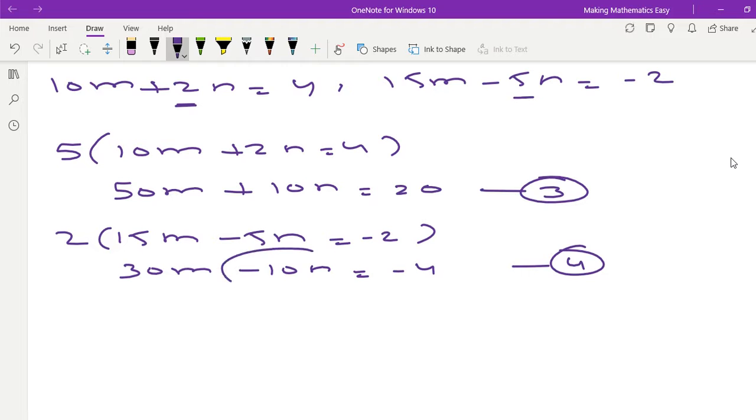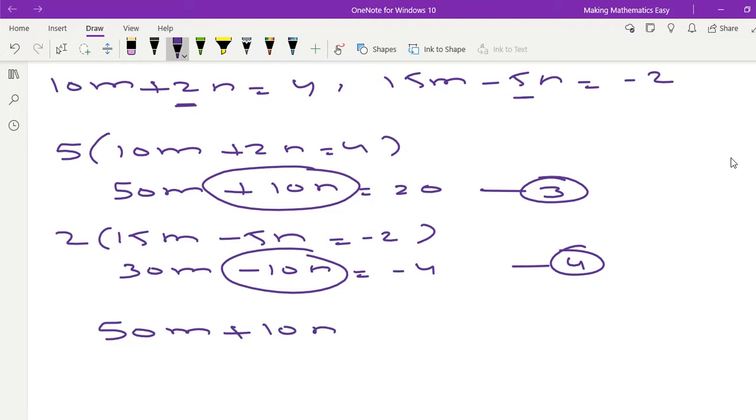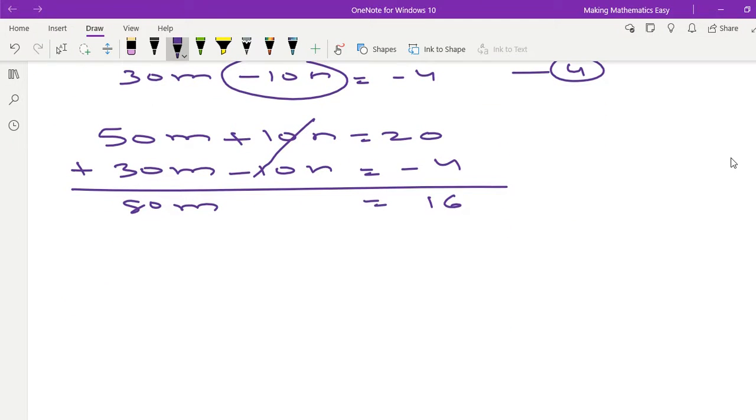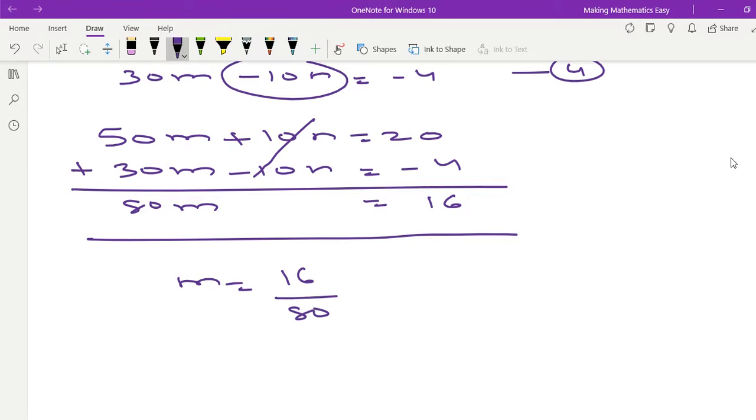Now if you see, your n is negative over here, n is positive over here. So you need to simply add equation number 3 and 4. This will be 50 plus 30 is 80m is equal to 16. 20 minus 4 is 16 and positive 16. Sorry, this is positive. So this will be 16. 80 will get divided over here. 16 ones are 16, 5 16s are 80. So the value of m is 1 upon 5.